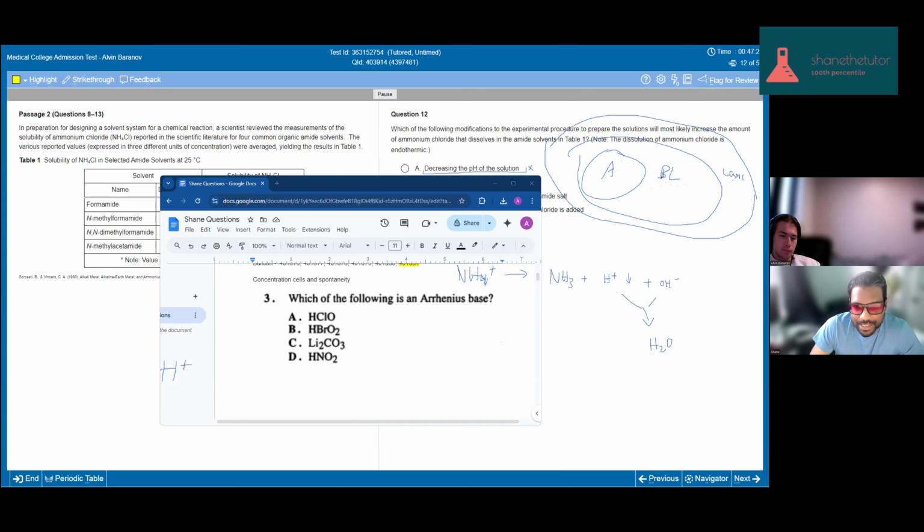HClO is a Brønsted-Lowry acid, which means that it must also be an Arrhenius acid. So it cannot be an Arrhenius base, so that's out. And then HBrO2 is also going to be an acid, because of the oxygens. It's not an acid that we've really seen often, but basically these can donate their protons and be Brønsted-Lowry acids, so they can't be the answer.